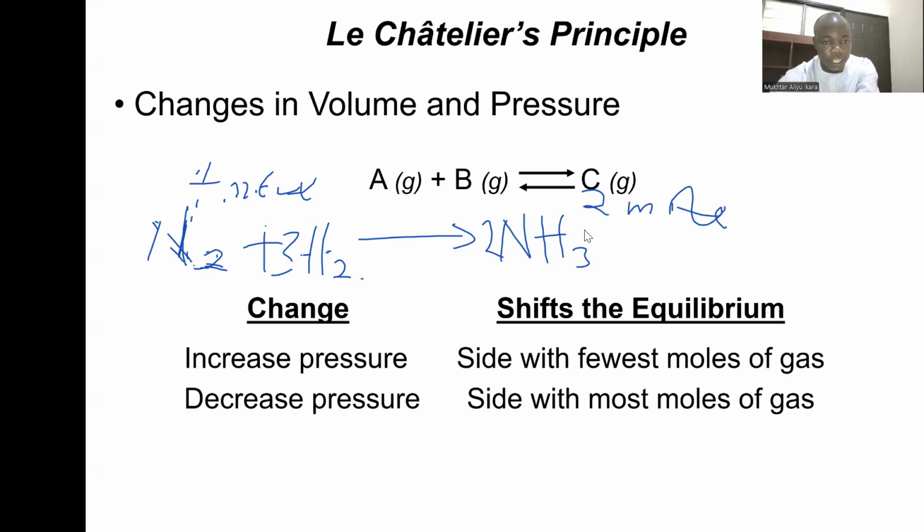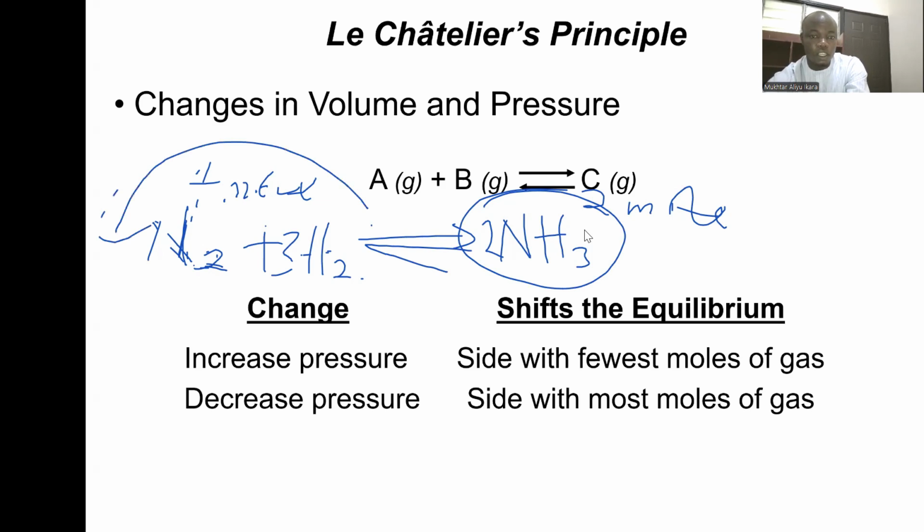So it means that in the case when you increase the pressure, the side that has the fewest moles is the product. So if you increase the pressure, the reaction will move toward the product formation. And if you decrease the pressure, then the reaction will move toward the side with the most number of moles, because the number of molecules in the reactant here is higher than that of the products.